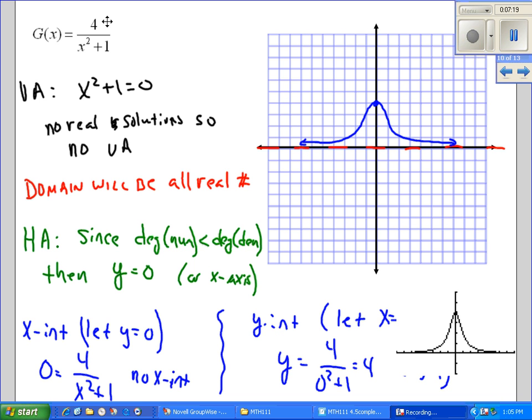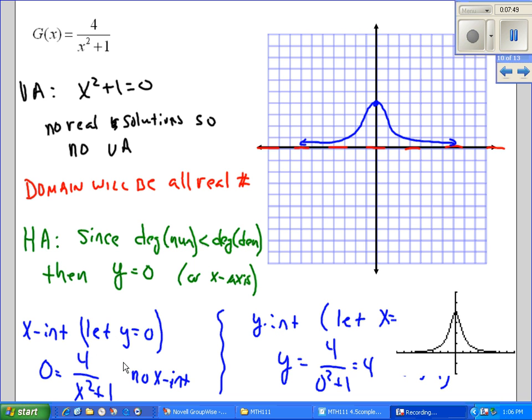Okay, here's another one. I've got a 0-degree polynomial over a second-degree polynomial. For my vertical asymptotes, when I set my denominator equal to 0, I'm not getting any real solution, so there's no vertical asymptote. It also tells me the domain will be all real numbers. And then for the horizontal asymptote, the degree of the numerator is smaller than the degree of the denominator, so y equals 0, the x-axis, is going to be my horizontal asymptote.